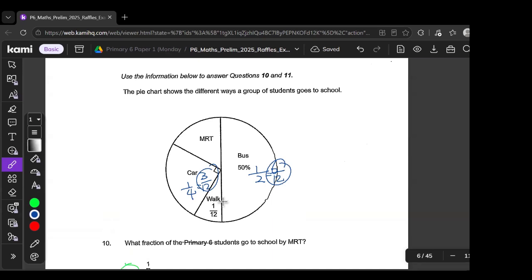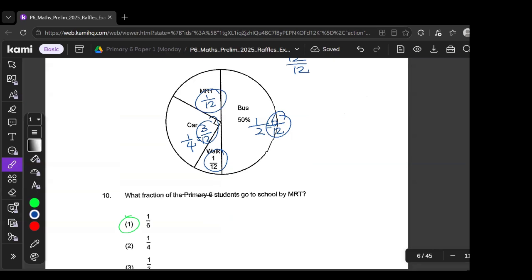Then what fraction is the MRT? The whole pie is 12 over 12. Then you minus all the fractions. The MRT is 1 over 12. So usually we use percentage to solve, but sometimes you can use fractions to solve. And fractions is better because you get the answer faster. Okay? So do think carefully.